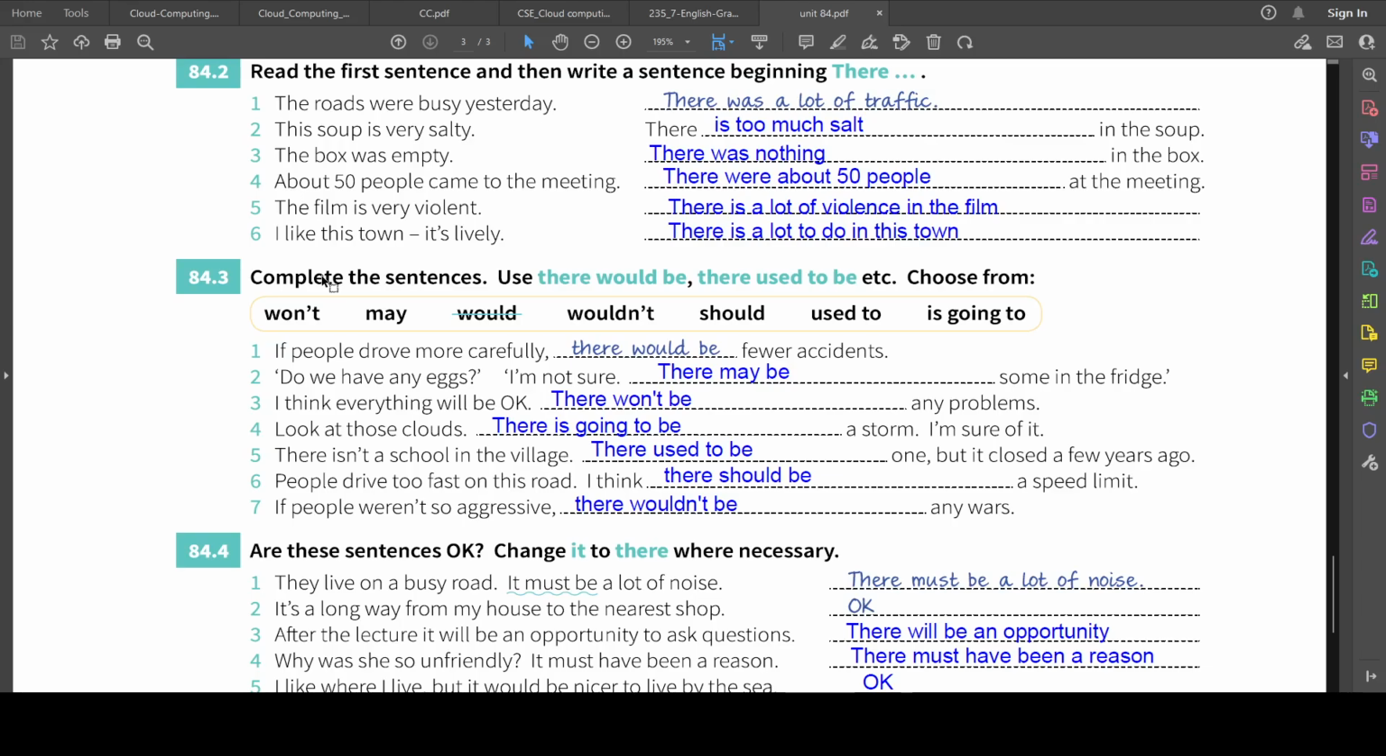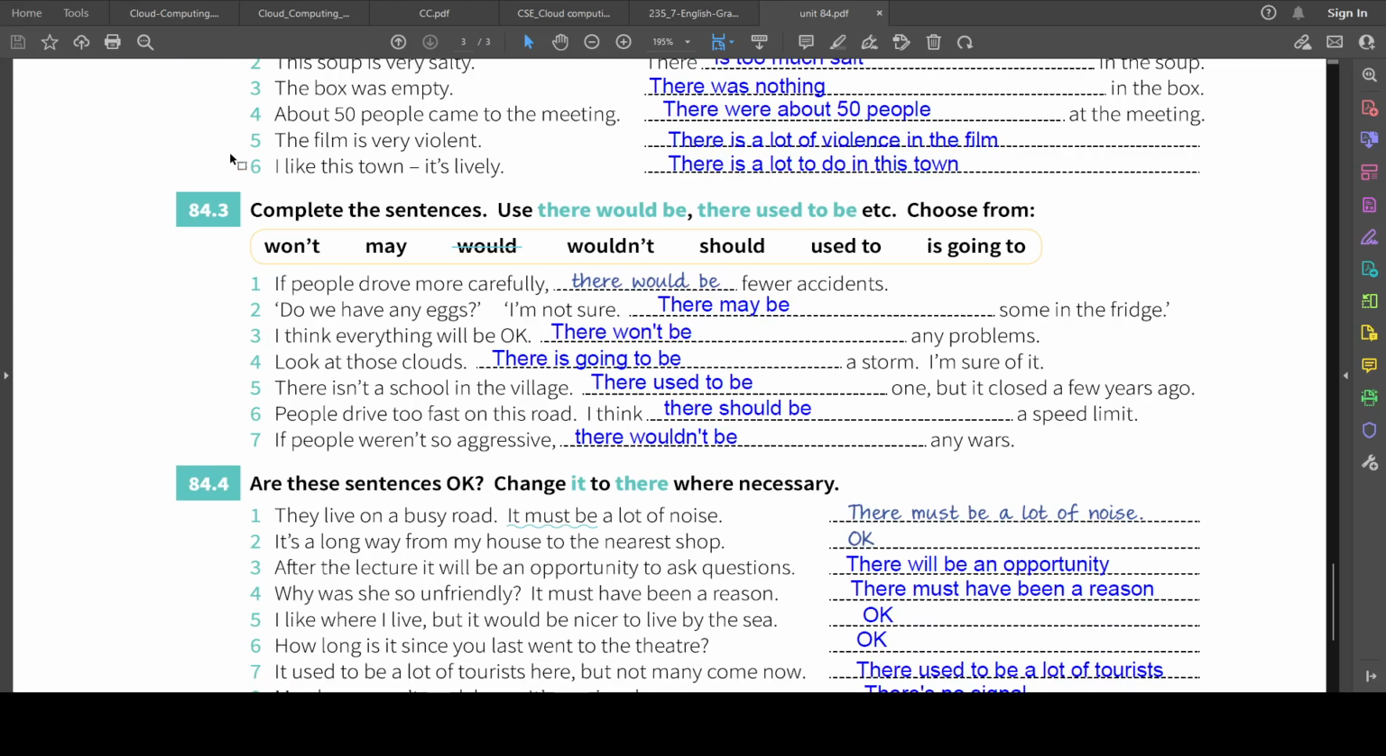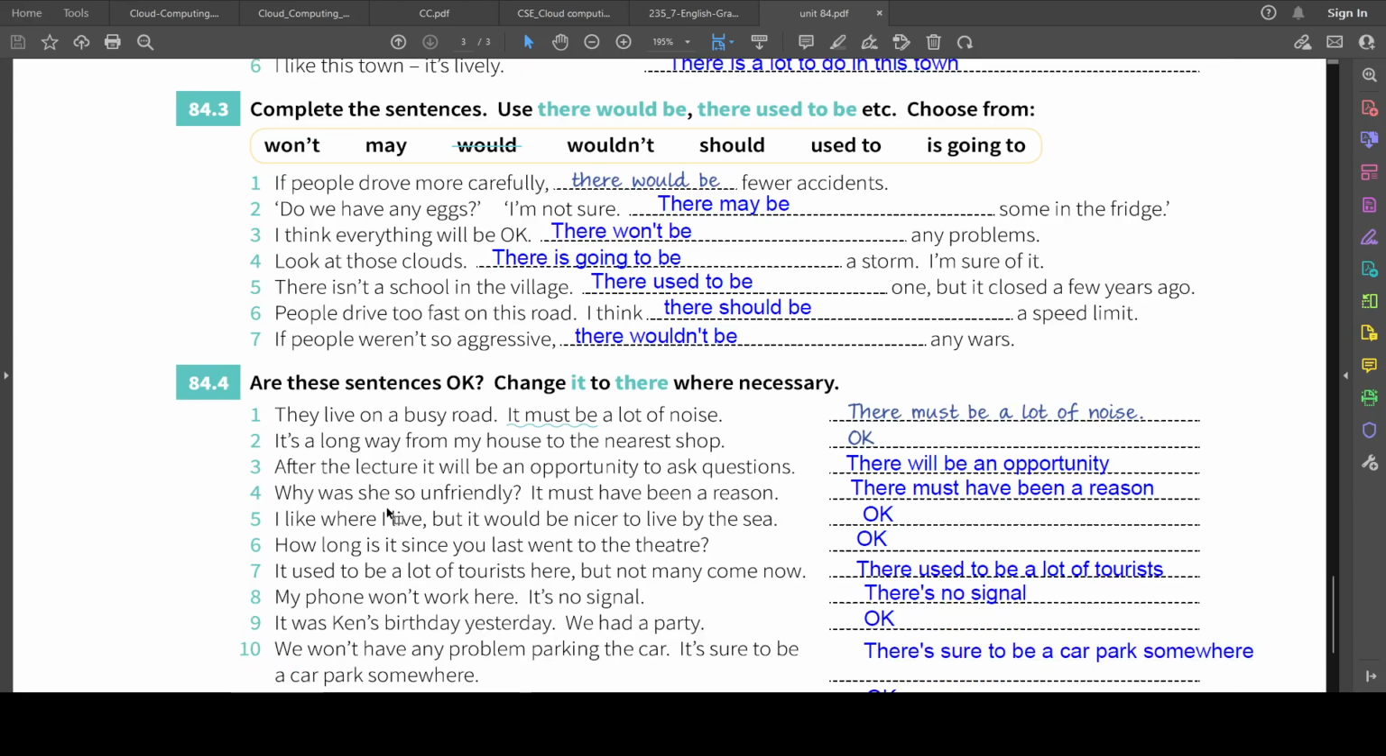People drive too fast on this road. I think there should be a speed limit. If people weren't so aggressive, there wouldn't be any wars. Are these sentences okay? Change it to "there" where necessary. Like, they live on a busy road. It must be a lot of noise. There must be a lot of noise.